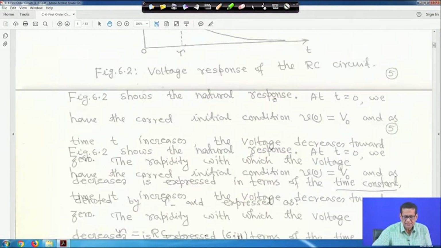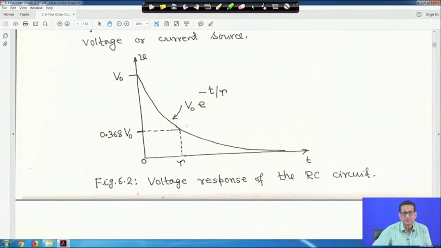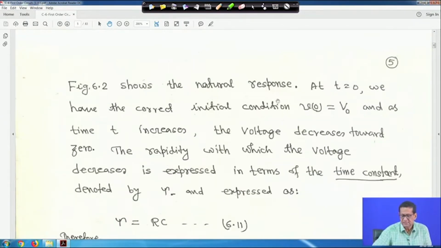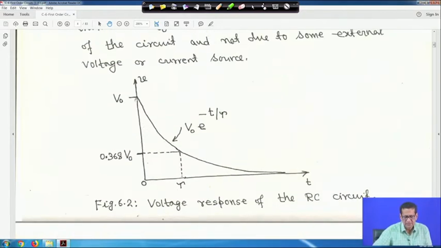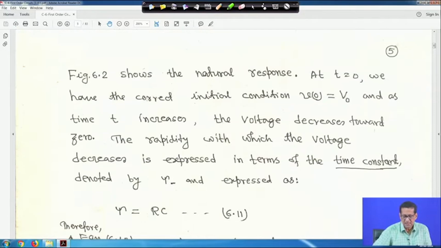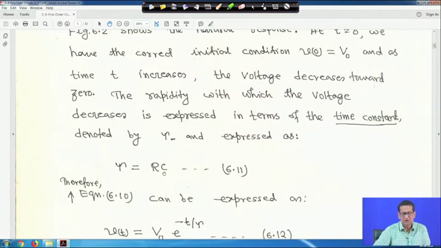So, this is your figure 2. Figure 2 shows the natural response. At t is equal to 0, we have the initial condition V 0, that is V is equal to V 0 at t is equal to 0. As time t increases, the voltage decreases towards 0. The rapidity with which the voltage decreases is expressed in terms of the time constant denoted by tau, and expressed as tau is equal to R C. This is the time constant of that circuit.